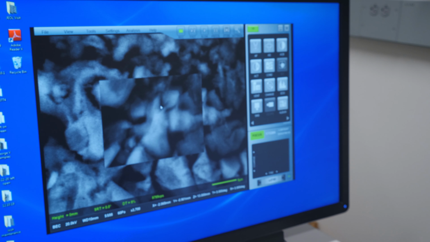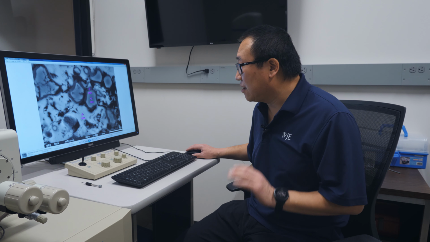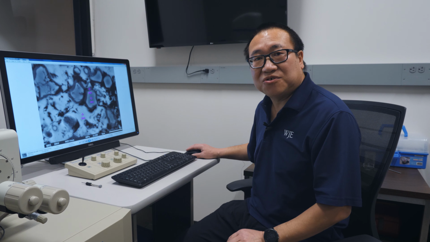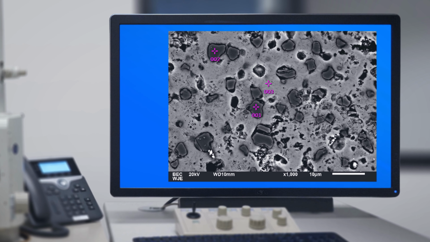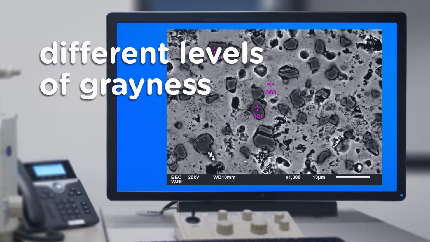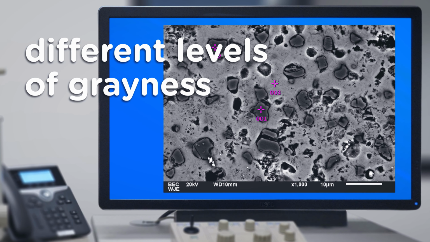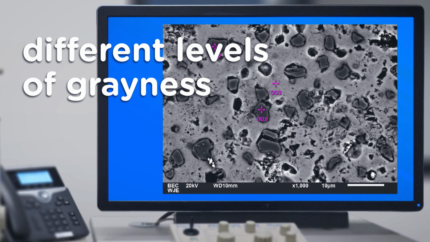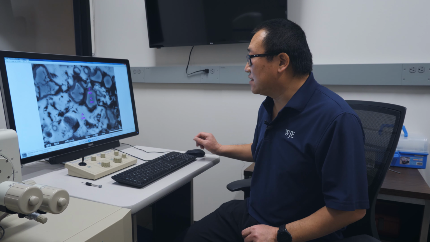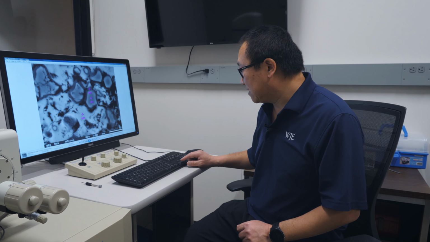This image shows how the material looks using this scanning electron microscope. We have different levels of greyness. One is darker material, the other is brighter material. To get a better idea of the chemical composition, I'll run this EDX analysis.